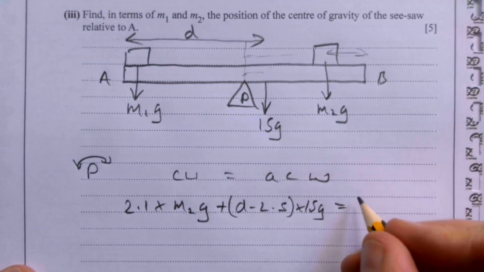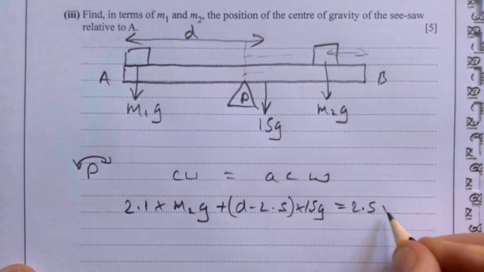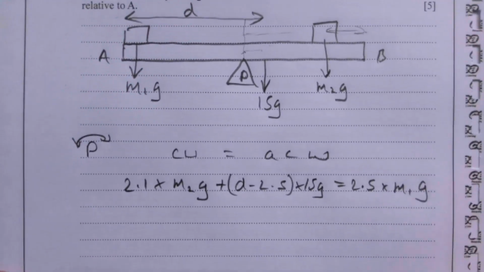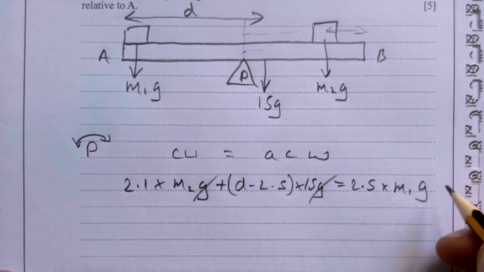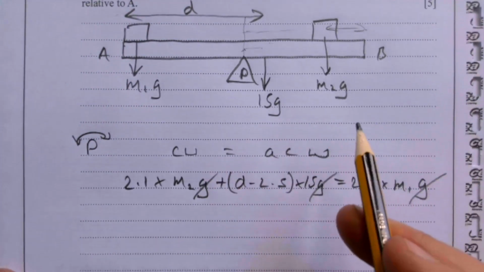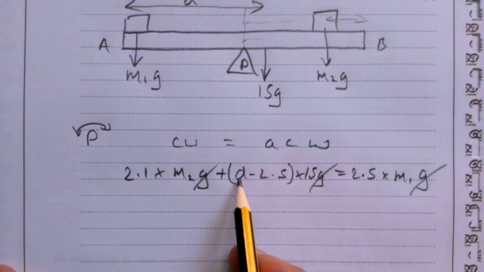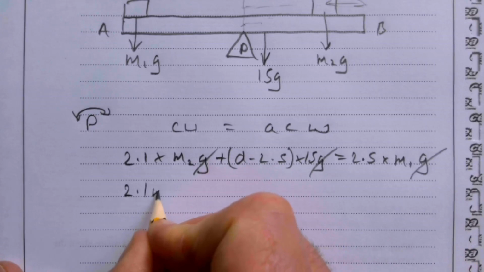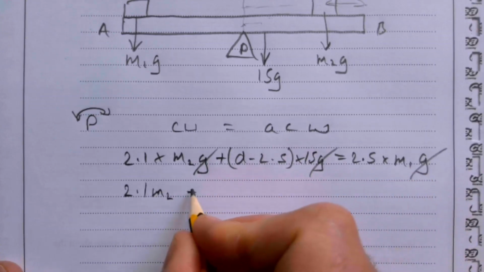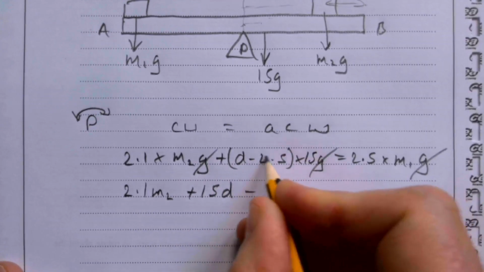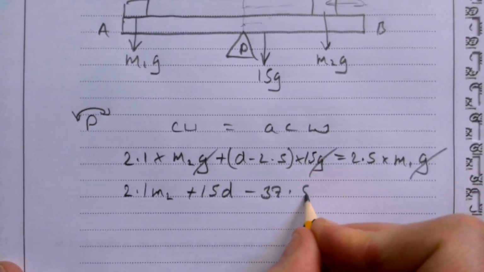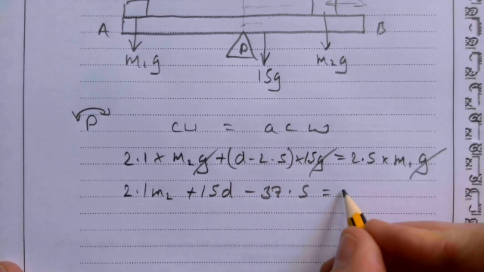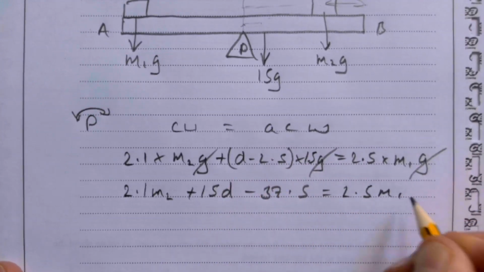The anti-clockwise one is going to be 2.5 times m1g. Again, we have a g in each of our three terms, so they can cancel. We're asked to find d effectively here, so let's start tidying things up. It's going to be 2.1 m2 plus 15d minus 37.5, that's the 2.5 times the 15, multiplying out the bracket, equal to 2.5 m1.